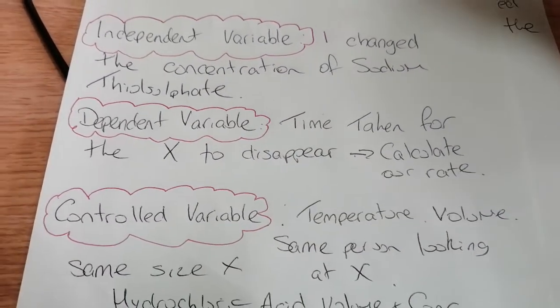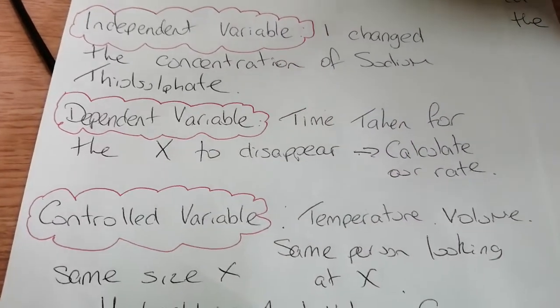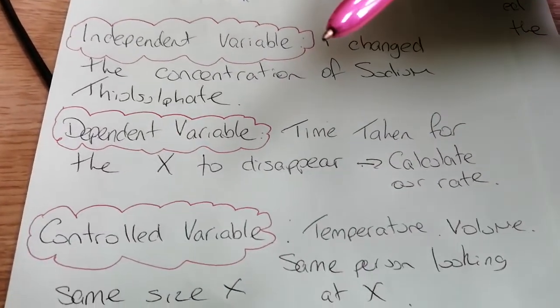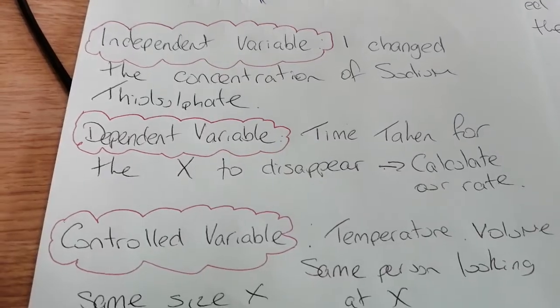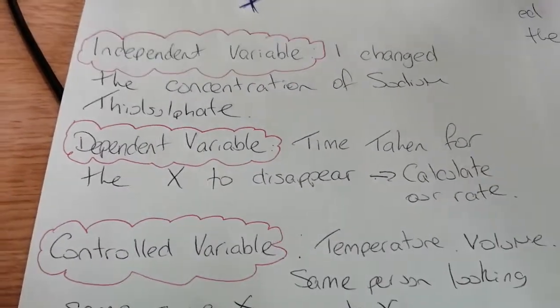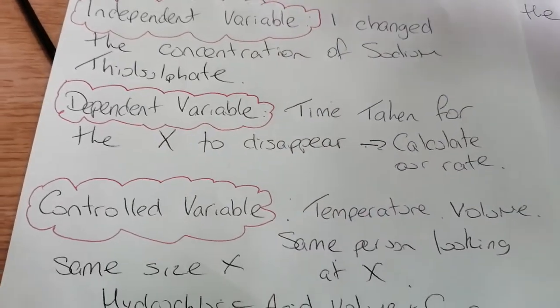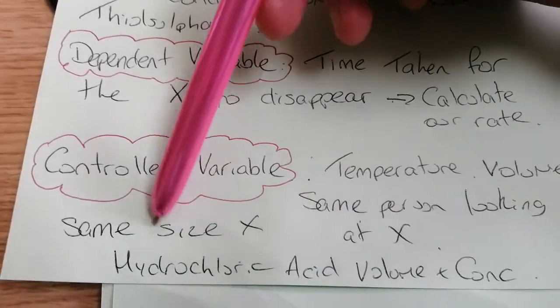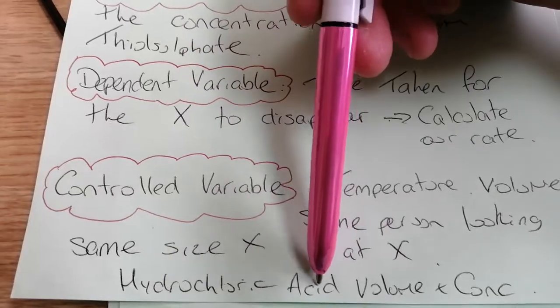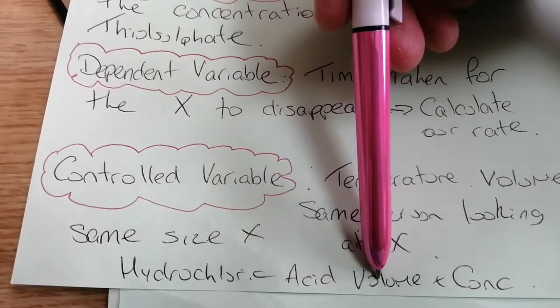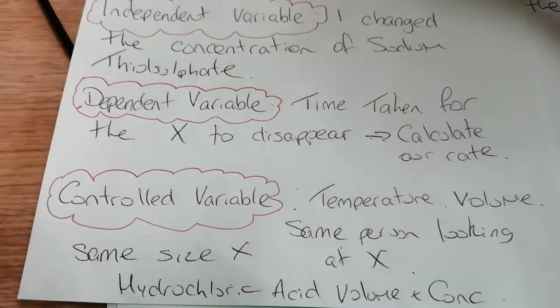table, and have the same person looking at it, because I might still be able to see the X, but Johnny mightn't be able to see the X, or Mary might be able to see the X. So the same person has to look at it, and they make the call, okay, I can't see the X anymore, we're done. Okay? With regards to the hydrochloric acid, the volume of the acid was the same, and the concentration of the acid was always the same.